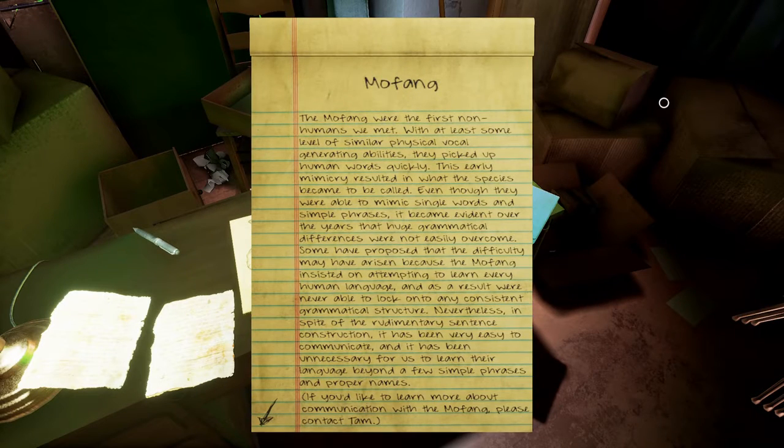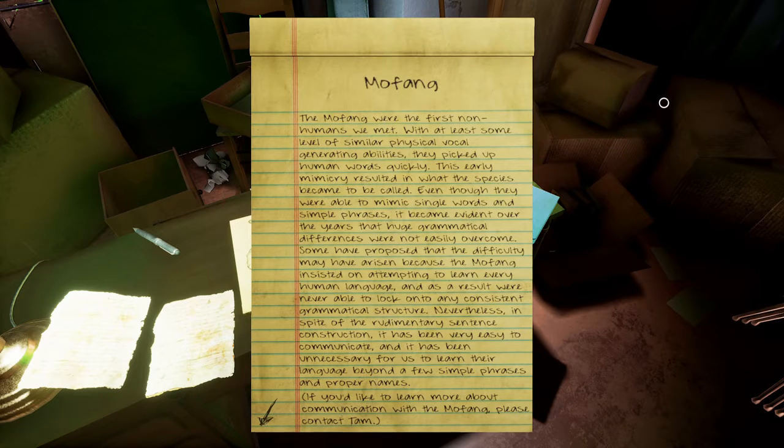Mofang. The Mofang were the first non-humans we met, with at least some level of similar physical vocal generating abilities. They picked up human words quickly. This early mimicry resulted in what the species became to be called. Even though they were able to mimic single words and simple phrases, it became evident over the years that huge grammatical differences were not easily overcome.